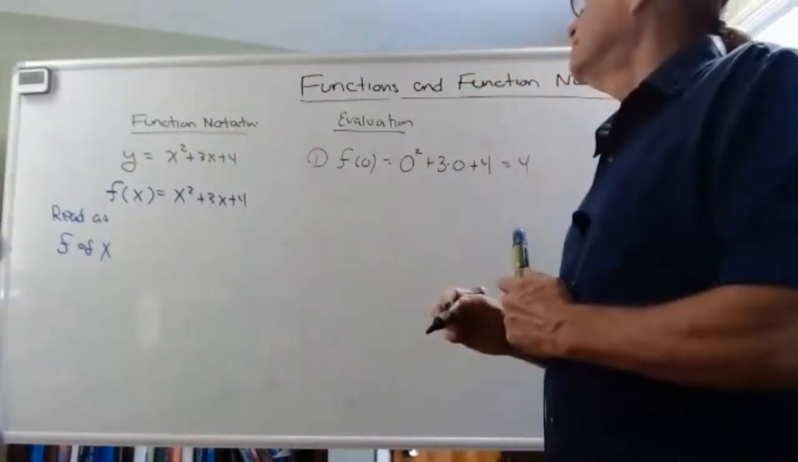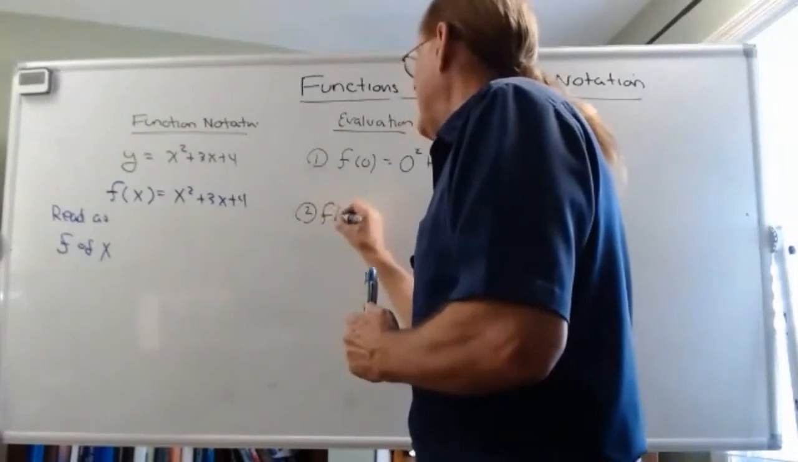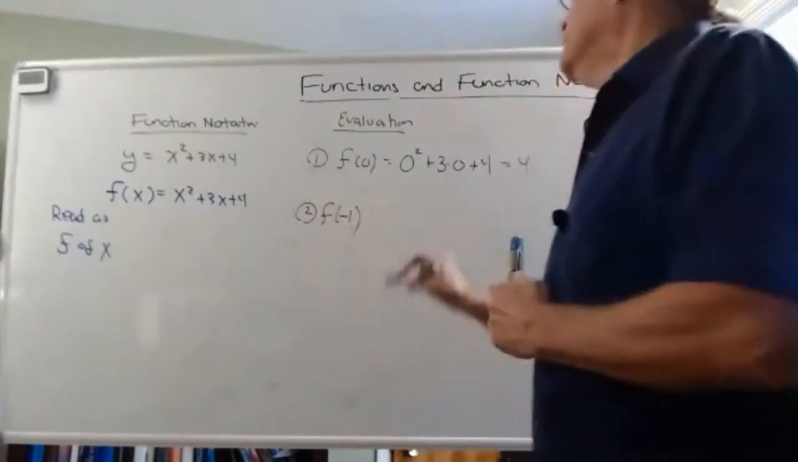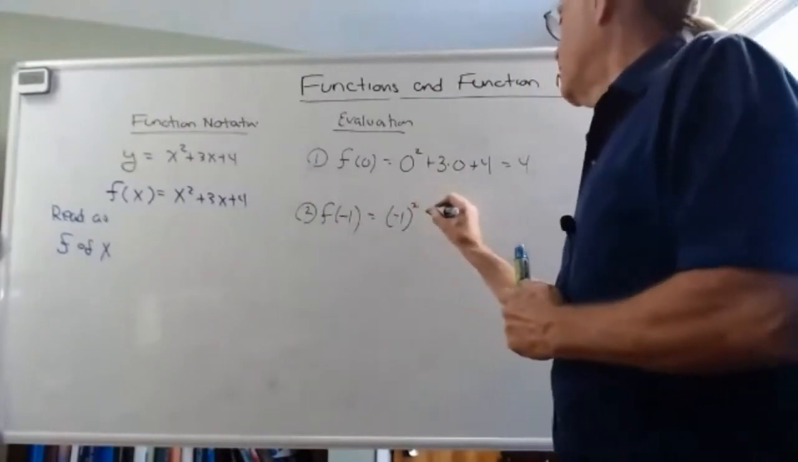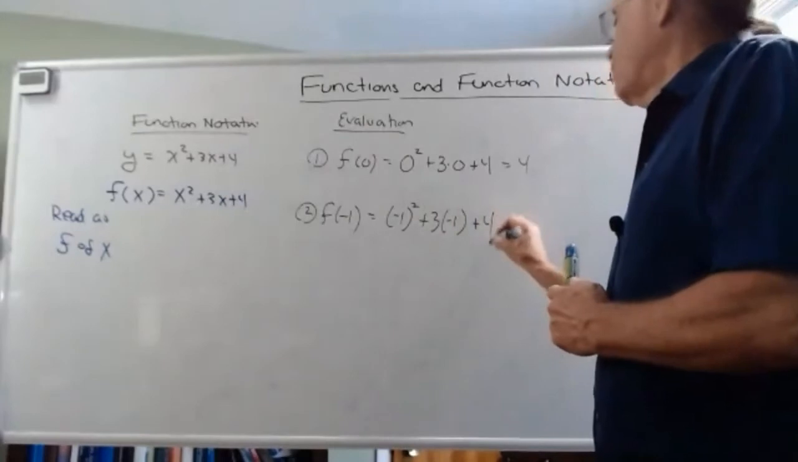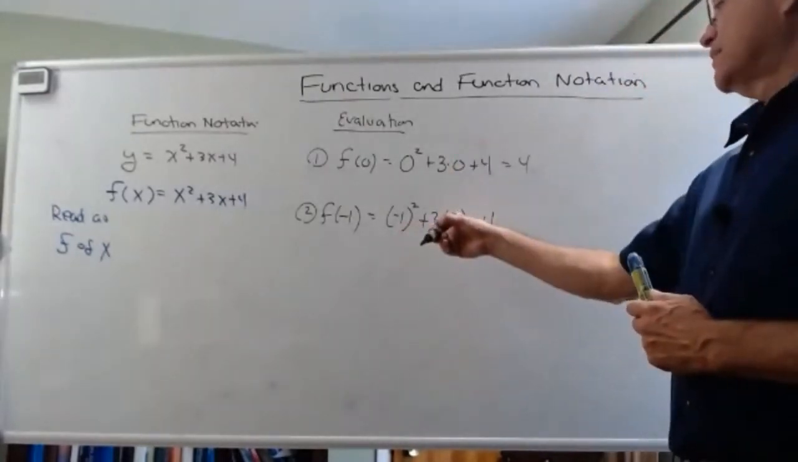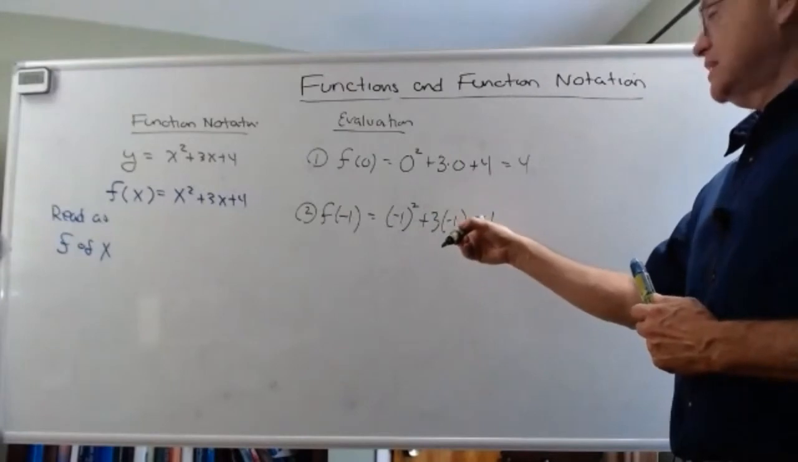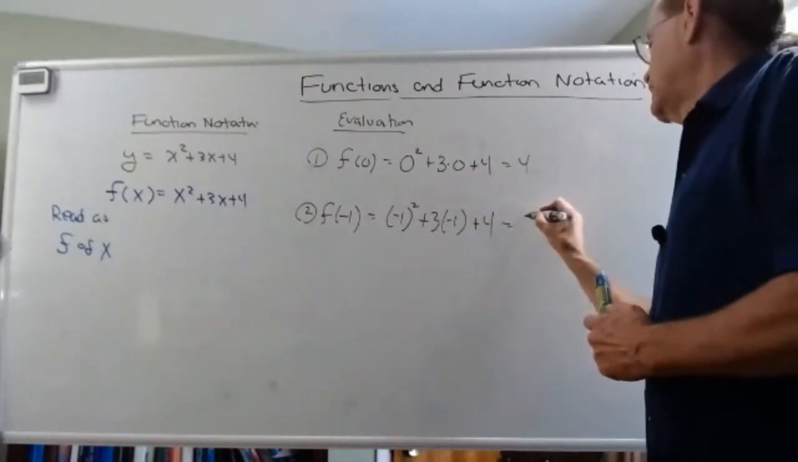That's all it is. If I turn around here and put in F at, say, negative 1, I evaluate: square negative 1, 3 times negative 1, plus 4. Squaring negative 1 gives me a positive 1. Positive 1 minus 3 is negative 2. Add that to 4, and I get 2 out.